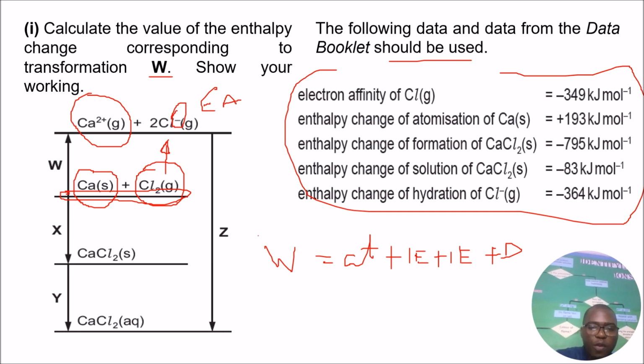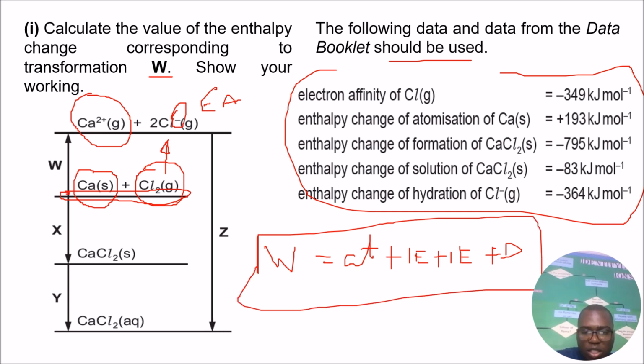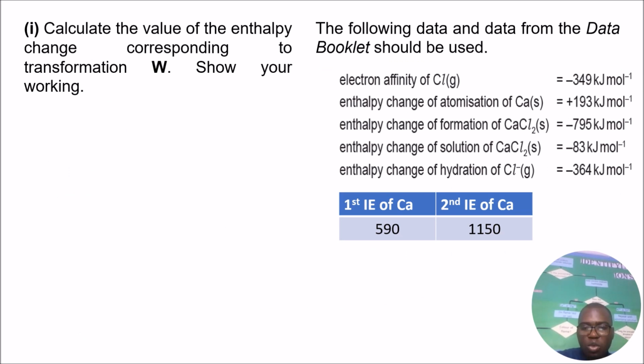So meaning if we are to find W, then we should find the value for the atomization of calcium, then the first ionization plus the second ionization, and then dissociation of chlorine and the electron affinity. That's what this transformation W represents. Once you figure that out, then you'll be good to solve W. So what was missing was the first and second ionization energy of calcium. That's what is missing here.